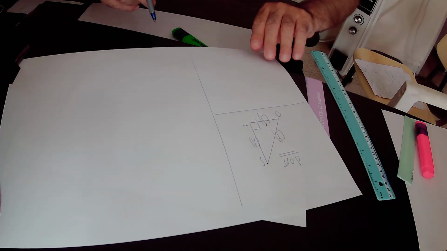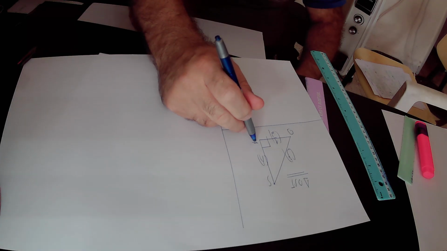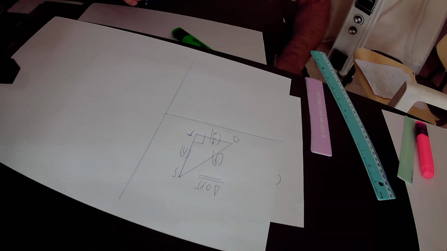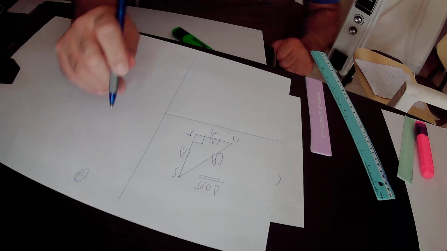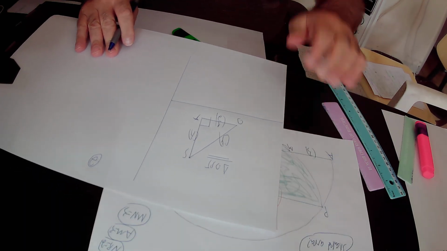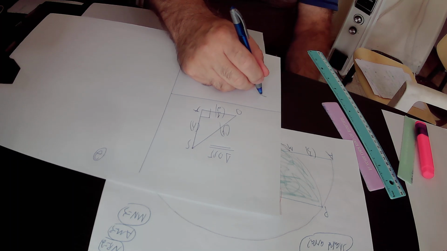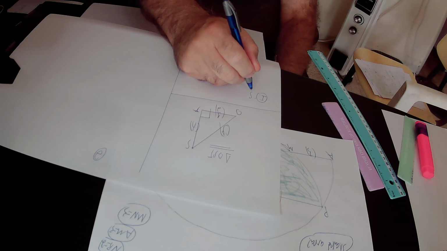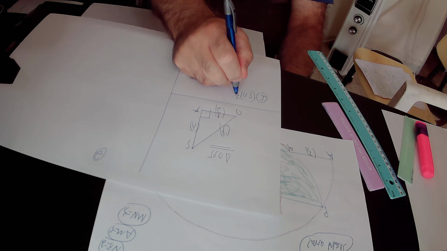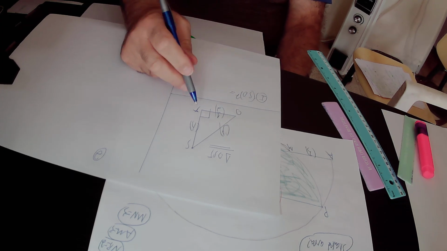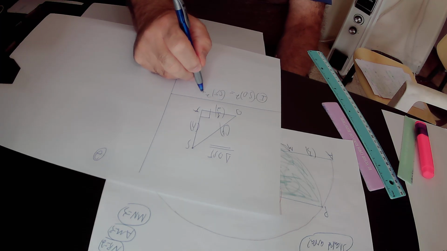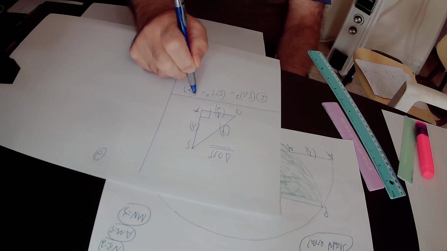I write it down. This will be equation 1. SO squared, that is the square of the hypotenuse, is equal to ST squared plus OT squared.